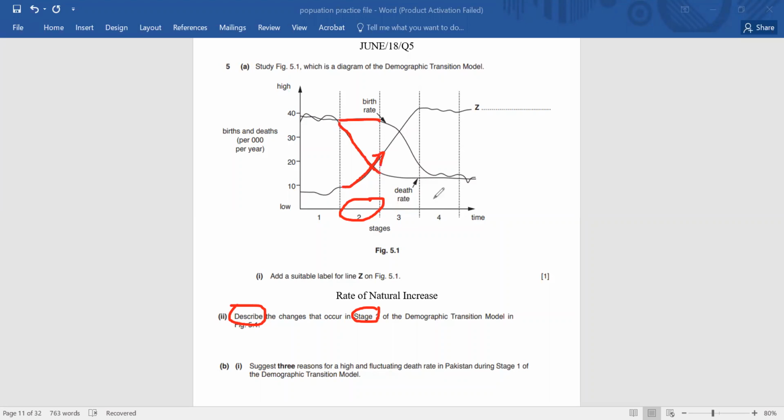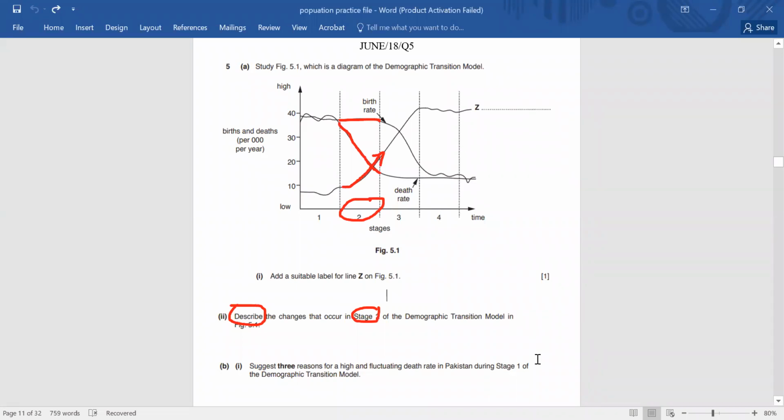What we need to understand is, for God's sake, do not start giving reasons for it. Don't say that the death rate is falling because medical facilities have improved. Don't give the reasons to the examiner. The examiner just asked you to describe. Describe means don't give reasons. Describe means just give the description, don't go for the explanation of what the cause is. Okay?